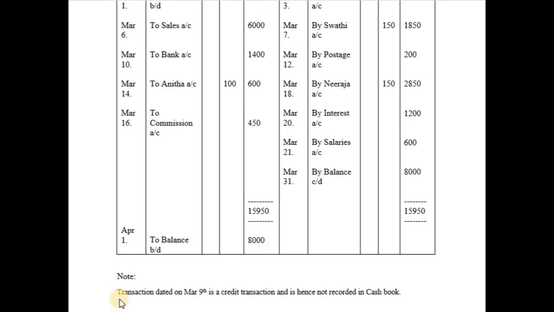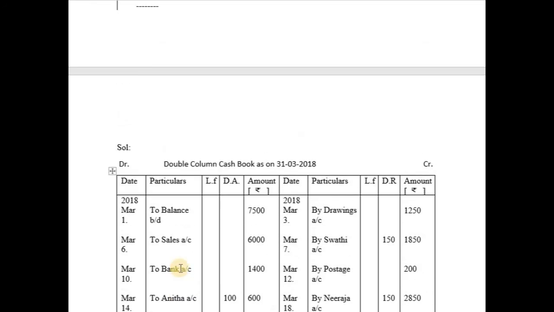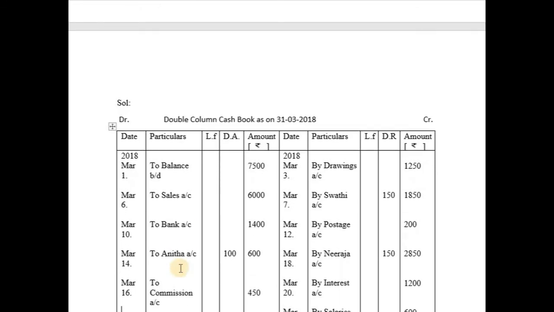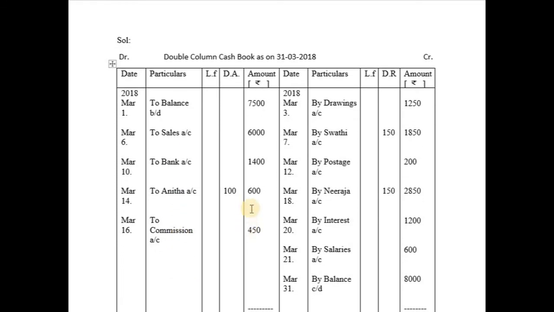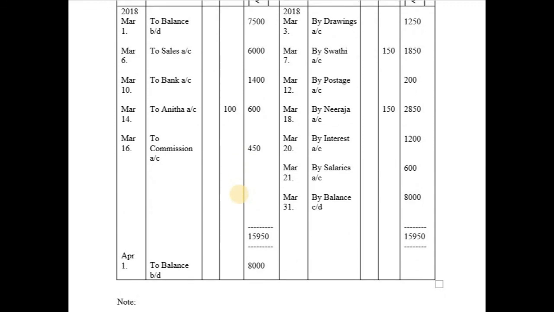Now we will be doing the total for discount allowed and discount received. तो यहाँ पे discount allowed का total देखिए आप. The total on discount allowed is 100 rupees. तो यहाँ पे discount allowed के कॉलम में जो total आ रहा वो सिर्फ 100 rupees आ रहा. So here the total will be recorded as 100 rupees.